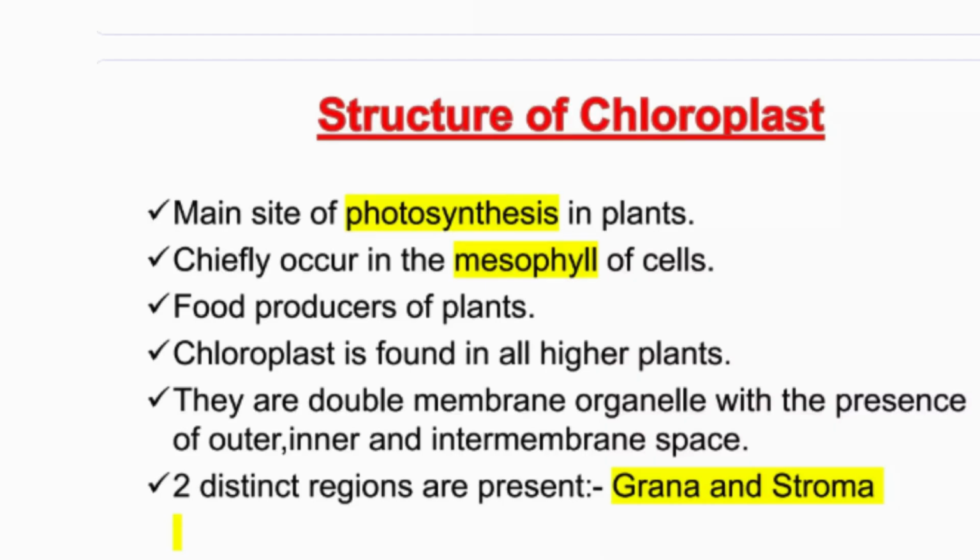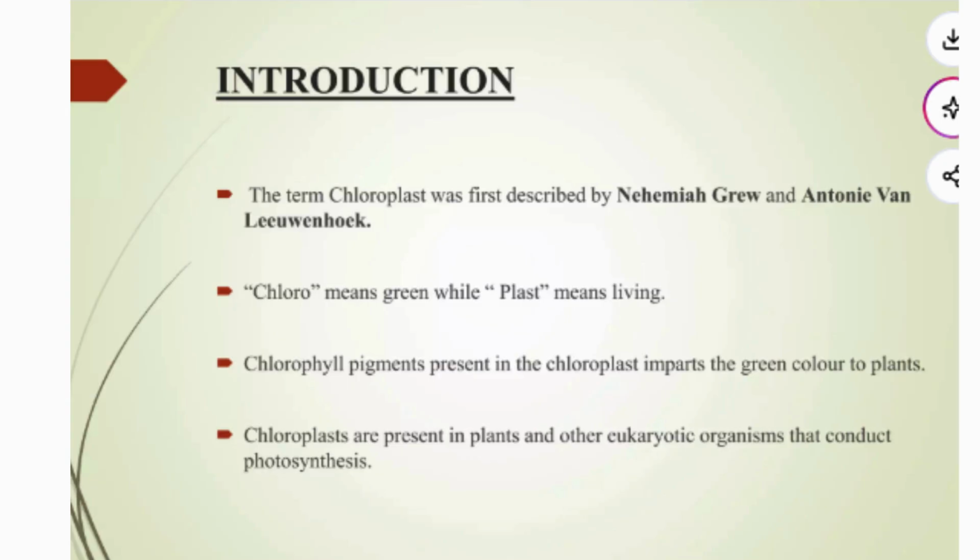They are double membrane organelles with the presence of outer, inner, and intermediate spaces. There are two different regions present, the grana and the stroma. The term chloroplast was first described by Nehemiah Grew and Anton van Leeuwenhoek. Chloro means green while plast means living. The pigment present in the chloroplast imparts the green color to the plants.